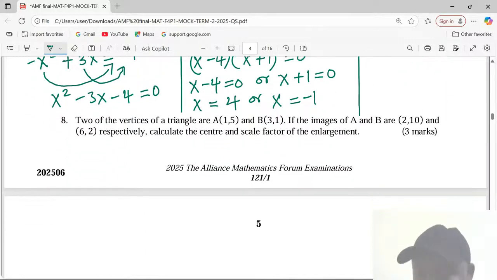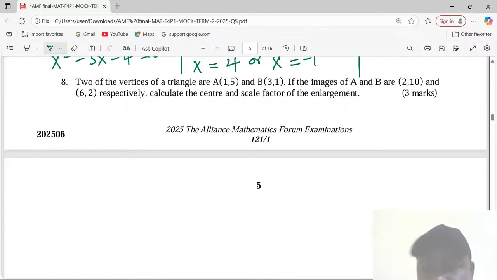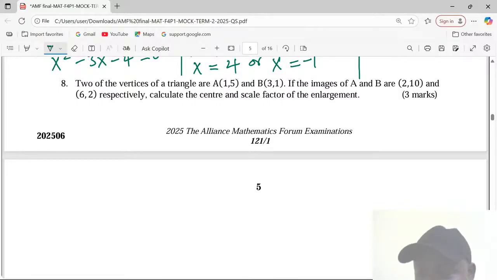Let's continue now. There is a very interesting question here in number 8. In this one now, I'm begging for your attention. Let's focus on number 8, ladies and gentlemen.